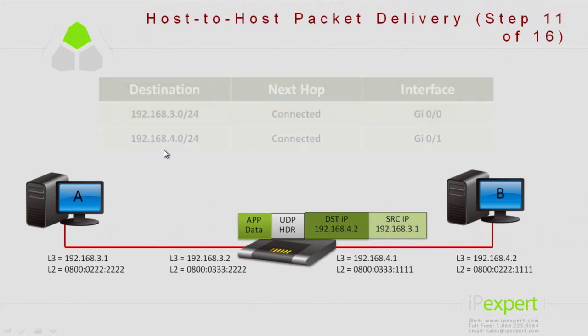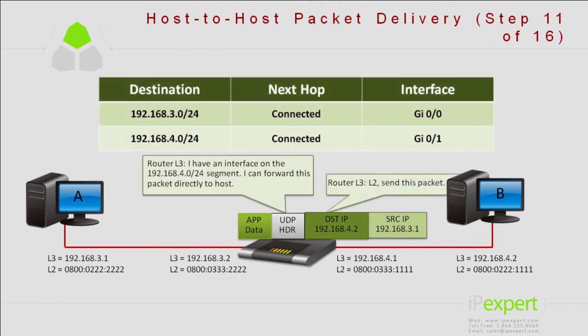Once that's done, on step 11, we look at our routing table. Remember, we're a router. In the contents of the routing table, we see that we have two networks. They're both connected, so we're not using any IGPs. The router at layer 3 says, I have an interface on this network, 192.168.4.0, and 192.168.4.2 is where we're going. I know about that network, so I can forward this packet directly to the host.